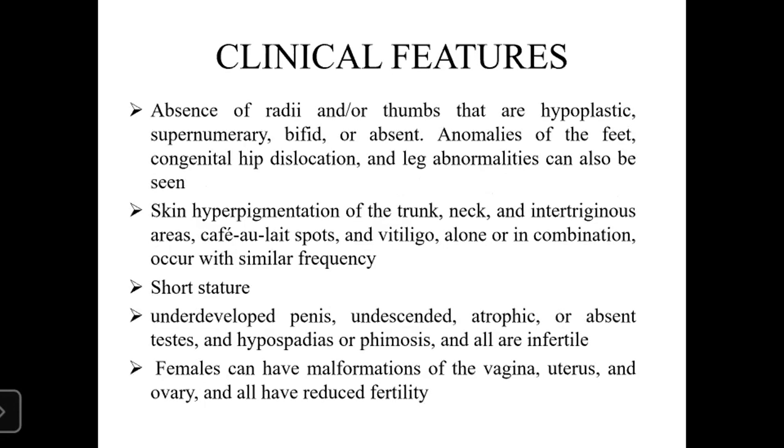The clinical features are absence of radii, or thumbs that are hypoplastic, supernumerary, bifid or absent. Anomalies of the feet can be there. Congenital hip dislocation and leg abnormalities can also be seen. There may be skin hyperpigmentation on the trunk, neck or intertriginous areas, such as café au lait spots or vitiligo, or short stature, right? There might be an underdeveloped penis, undescended, atrophic or absent testis, hypospadias or phimosis, and most of them are infertile.